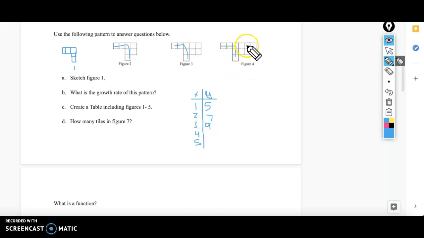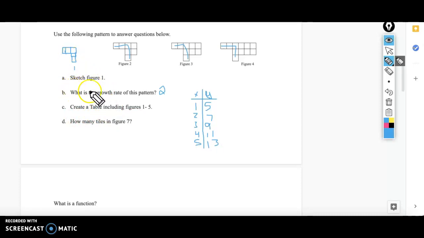5, 6, 7, 8, 9, 10, 11 boxes. So notice, what is it going up by each time? Well, 2. That means our growth rate is 2. And then, of course, we can keep going. If I add 2 to this, I'm going to get 13. And then the next question, so that answers all 3 of these first questions.